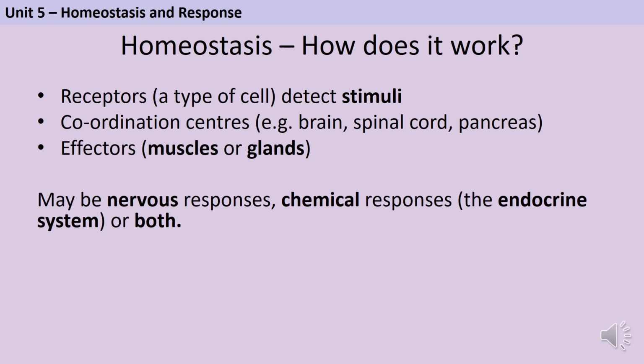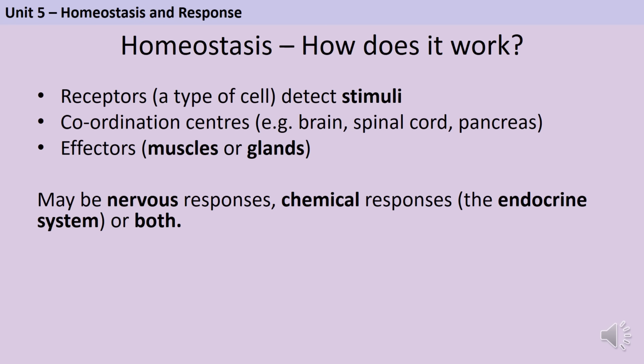The way that homeostasis works is that a type of cell called a receptor detects a stimulus. So a stimulus could be the temperature changes, or it could be suddenly there's more light. Then a coordination centre like the brain, the spinal cord, or the pancreas says, okay, we're going to take that stimulus and we need to respond to it. So it's then going to pass some kind of signal to an effector, which could be a muscle or a gland, and that's going to have a response.